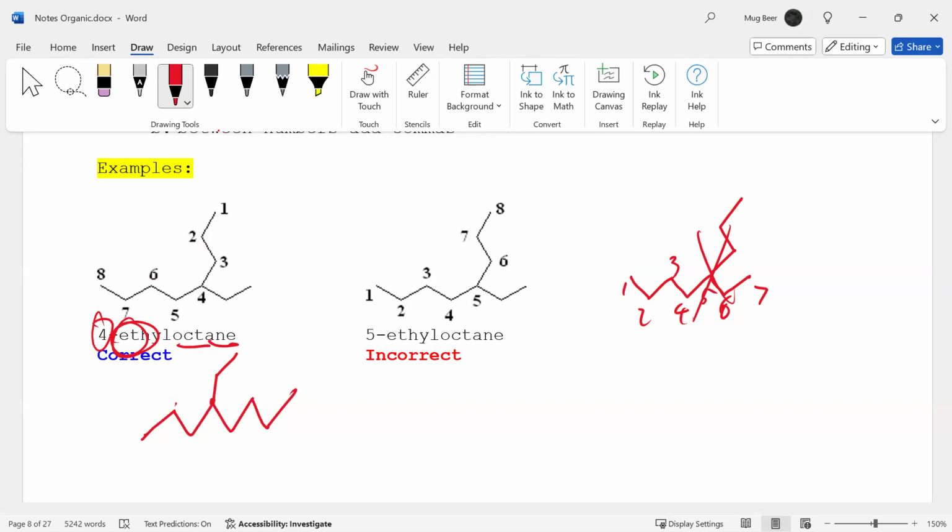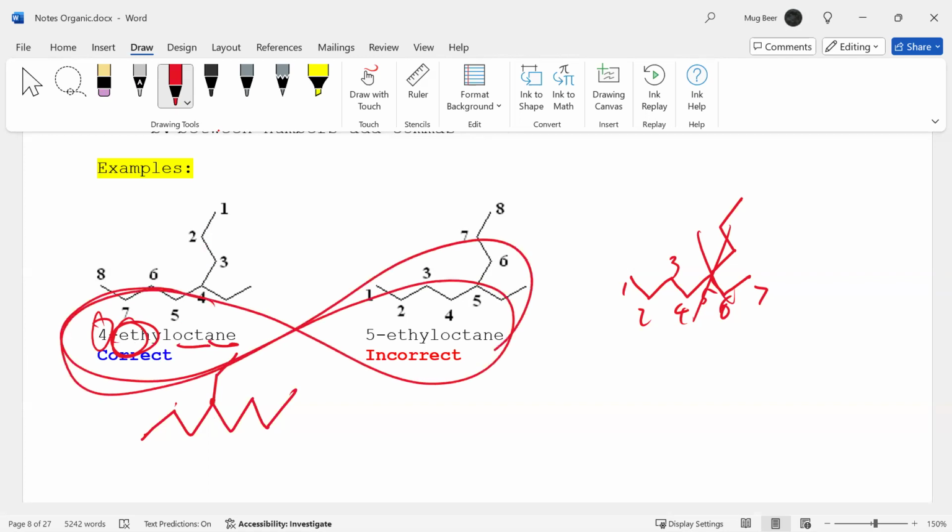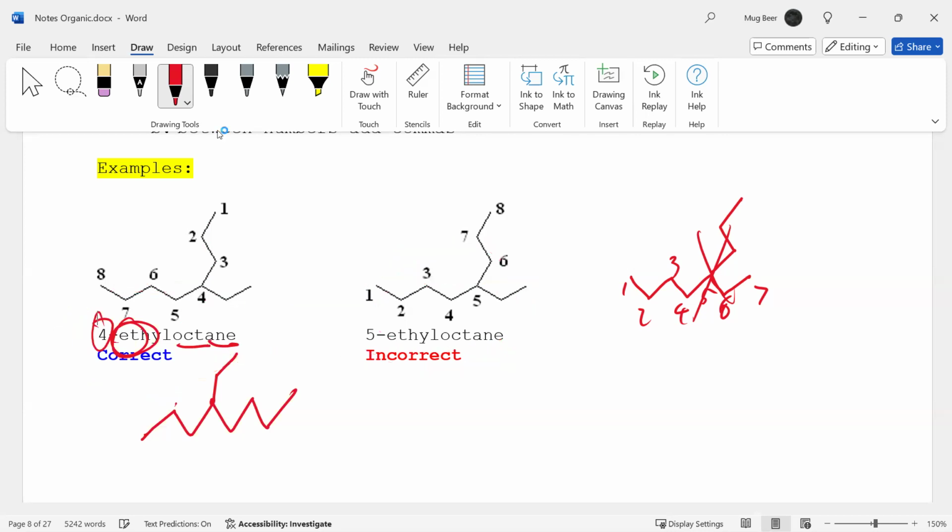Now, I want to be clear about these two. Although the one on the right is technically wrong, it's not terrible. It's not fundamentally incorrect. Why? Let's take this name and draw the structure. So 8, 2, 3, 4, 5, 6, 7, 8. All single bonds, so I'm good at that. Then I go to carbon number 5, 1, 2, 3, 4, 5, and I draw an ethyl group. Okay. So why am I saying that starting off with the 5 isn't that bad?